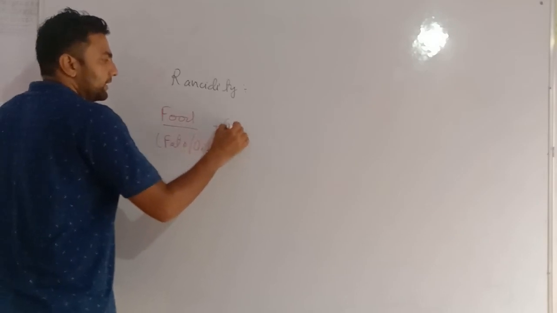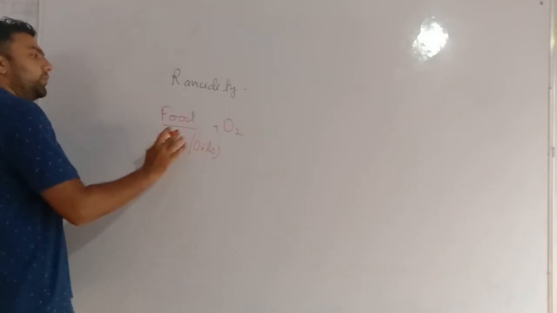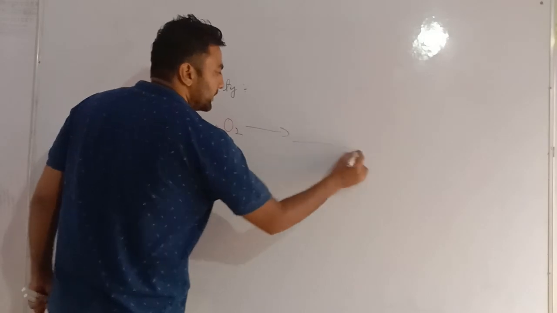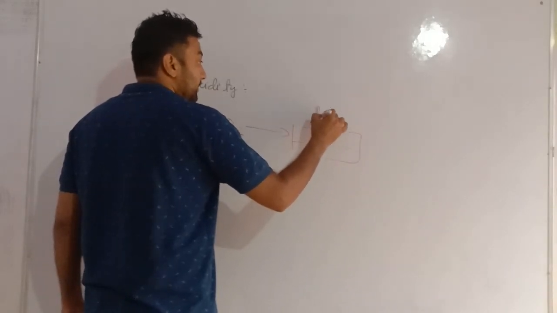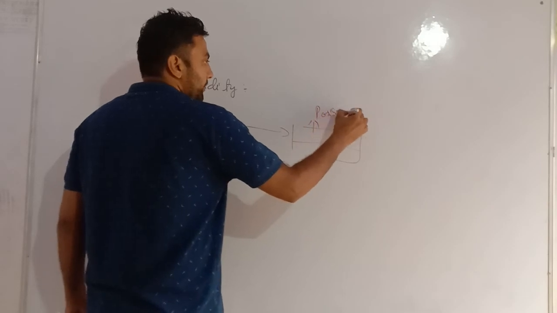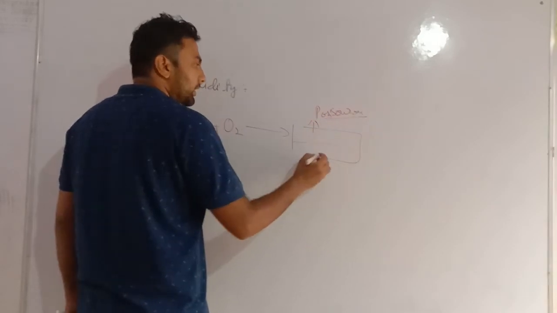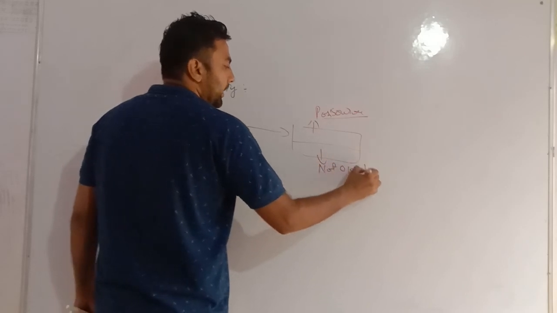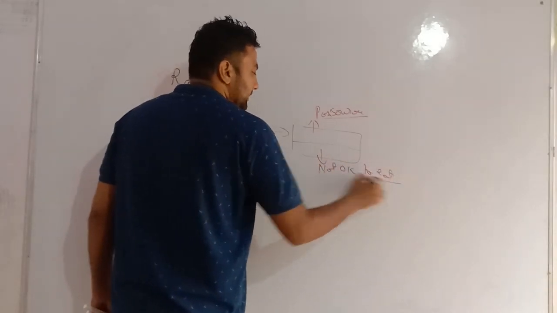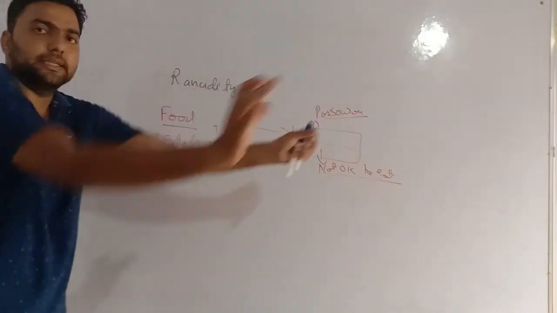What happens is that many times this fat and oil of food reacts with oxygen and we get some product, and this product is not good for our health, or maybe it is poisonous, or now this food is not okay to eat. This process is known as rancidity.